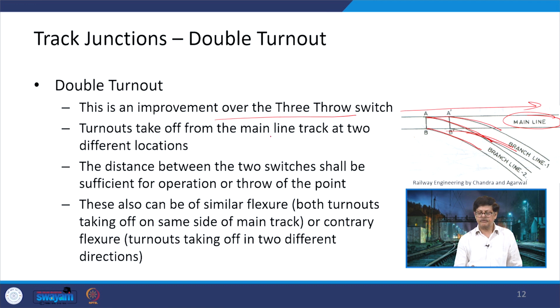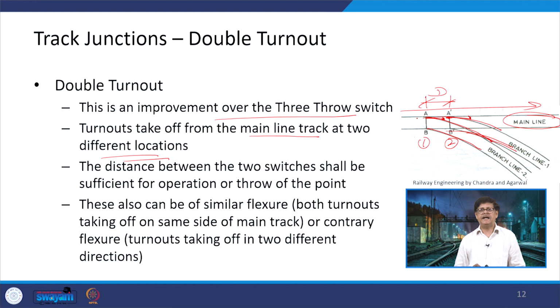The turnouts take off from the main line track at 2 different locations. So, there is a location 1 and a location 2. It is not happening at the same location. Now, when we are taking these 2 locations of the switches here, then the distance d between those 2 switches needs to be looked at, because when we are operating it, there will be a heel block which comes here. Then here also, if it is being operated, a heel block will be here and the toe may be coming at this location.